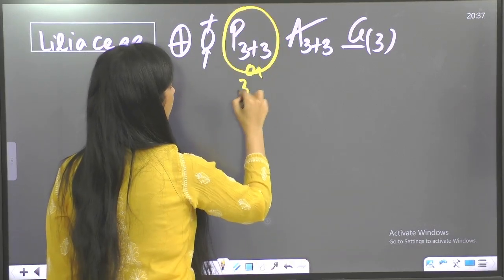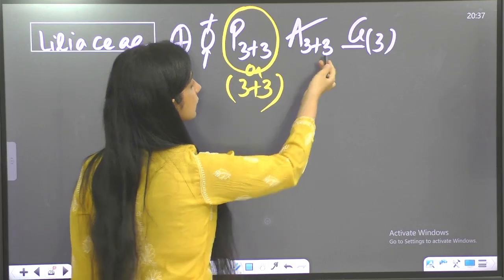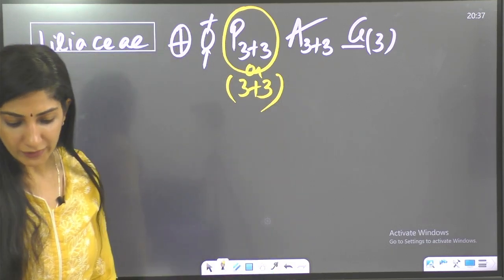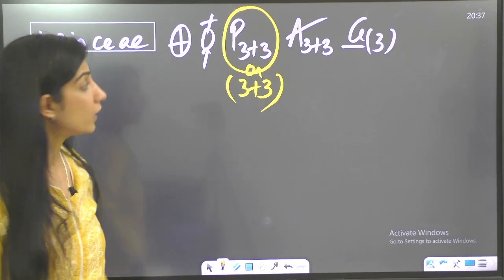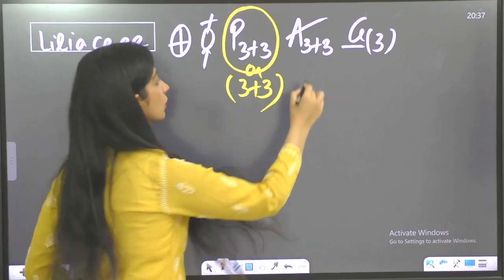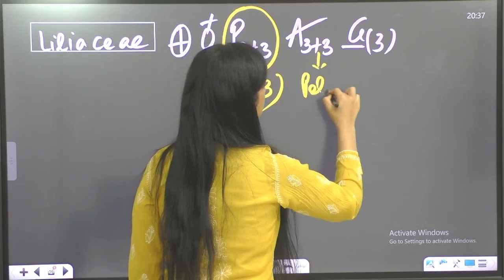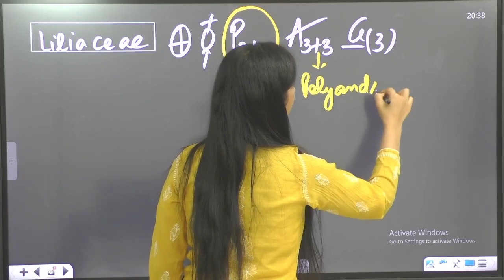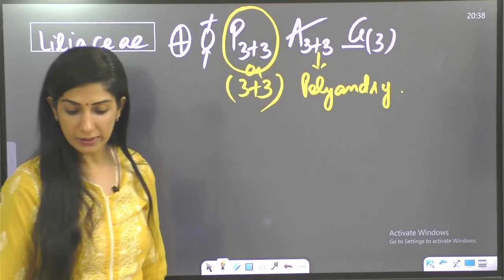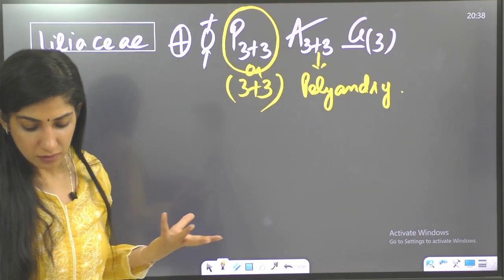You can also encounter them fused. This is a classic example of tetramery. Okay, this is polyandry. If at all he asks, this is polyandry. What is polyandry? When stamens are free, they can be seen as many stamens.